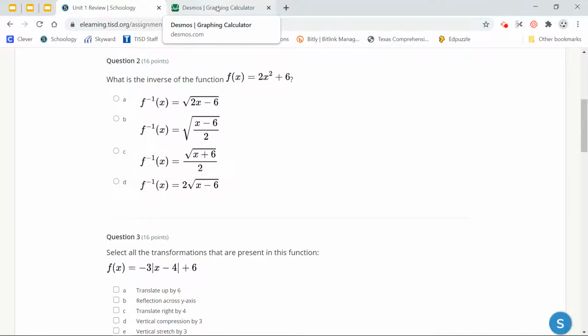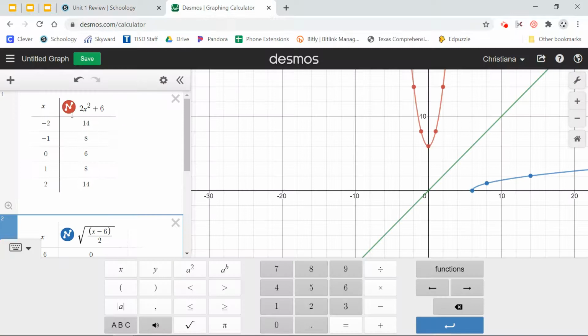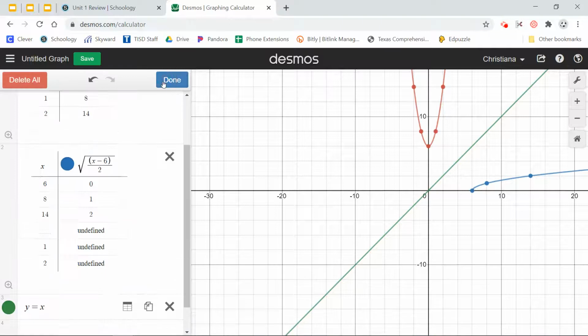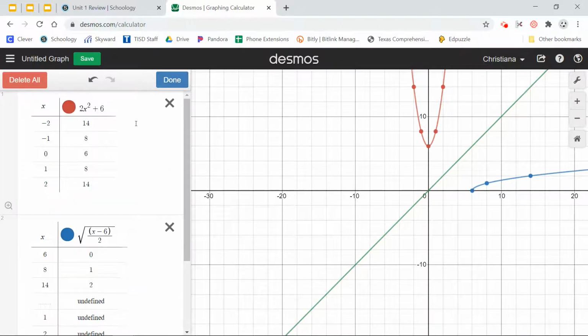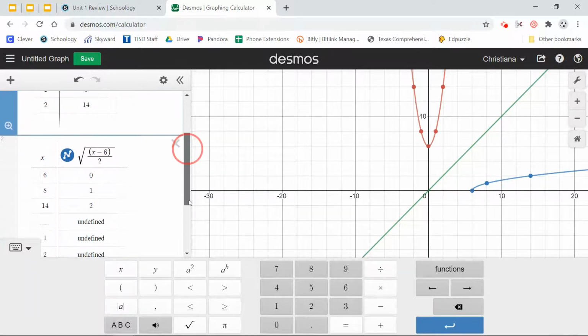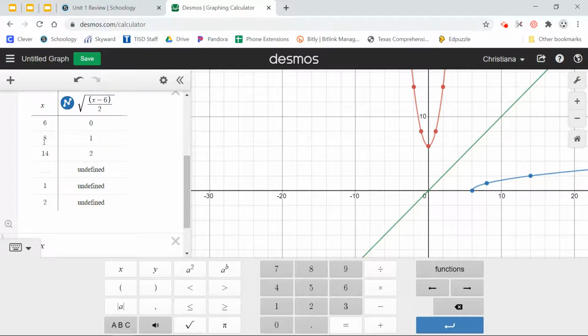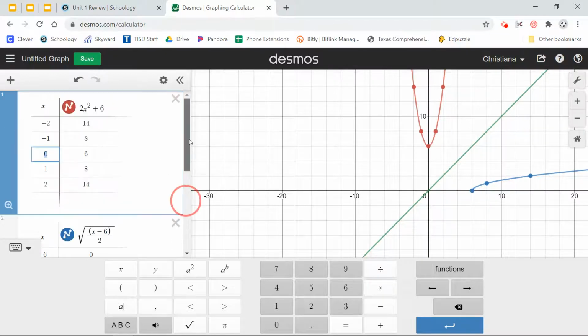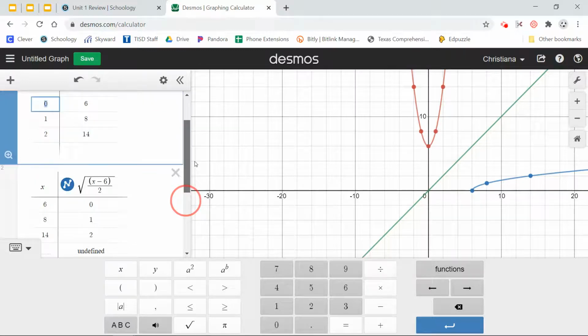And we can check our answer using Desmos. We would put our original equation in and then use the gear to switch to the table. When you switch to the table, you'll be able to see the equation, you'll be able to see the table, and then you put in what you believe is the inverse. And remember that on the table, 0 and 6 should switch on the inverse. So we should be seeing 6 and 0. We should see 1 and 8 switching to 8 and 1, and then 2 and 14.